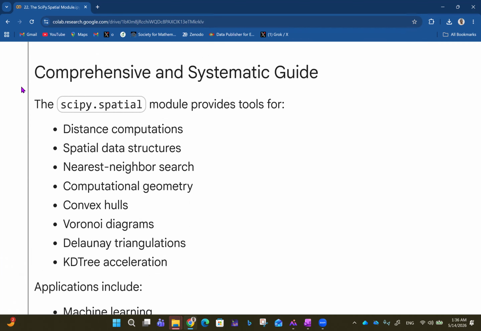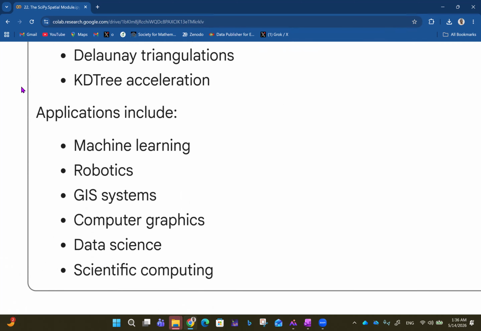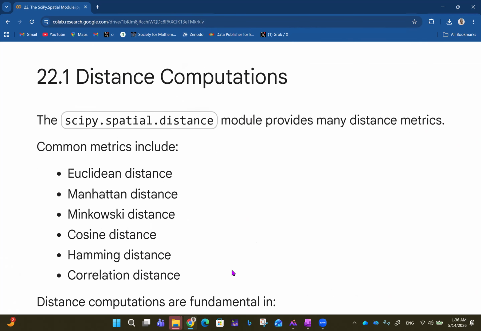that reality. So some applications of the SciPy spatial module include usage in machine learning, robotics, GIS systems, that's geographical information systems, then computer graphics, data science, and scientific computing, which is actually the title of this playlist. So let's go straight and talk about some distance computations.